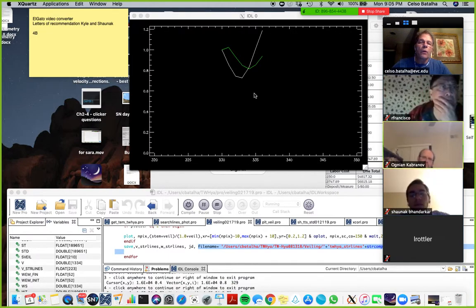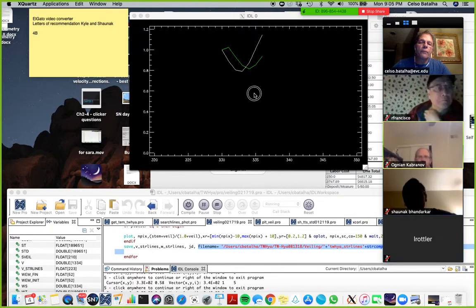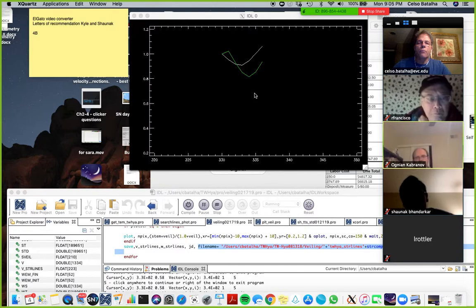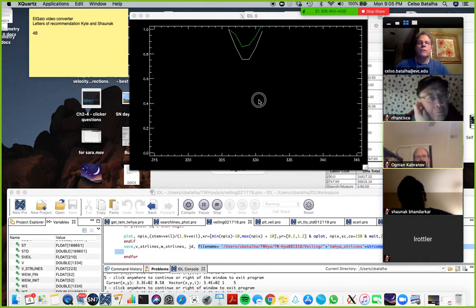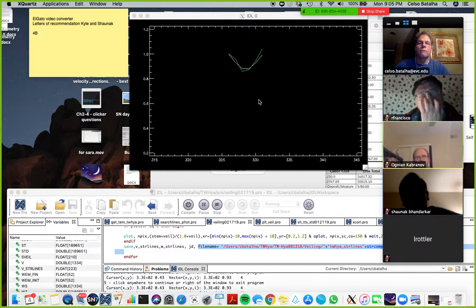But what the code does, it keeps looking for a veiling. So it should stop here, but it doesn't. It keeps going, and then it's going to give some weird value, and then get to a point, stop, and then go to another line. I believe this is the line over here. Let me see. Yeah, so that is good. And it's going to stop. There you go.